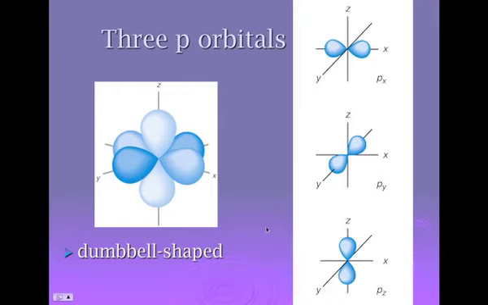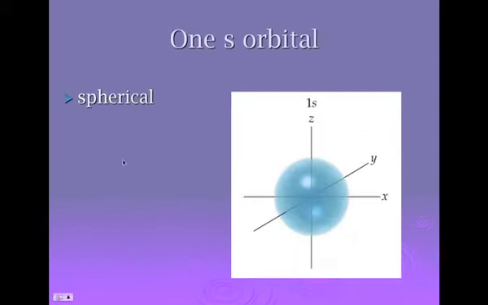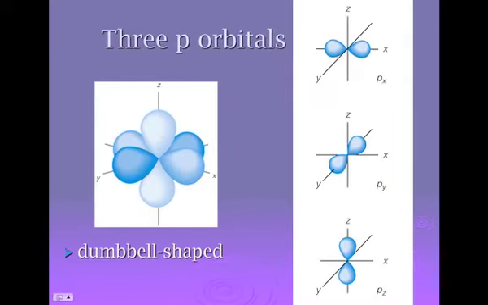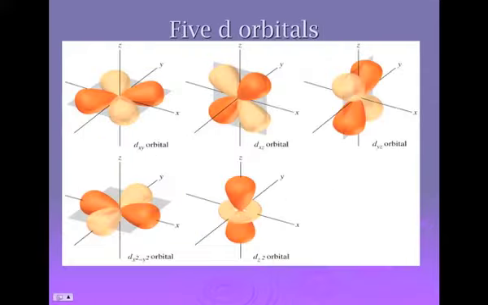After this sublevel, with the D and F sublevels, you don't have to know the shapes, but just remember that S is spherical, P is dumbbell, and there's 3 of them. And then for the next couple slides, I'm just showing them for artistic reasons, but all you have to know is that D has 5.